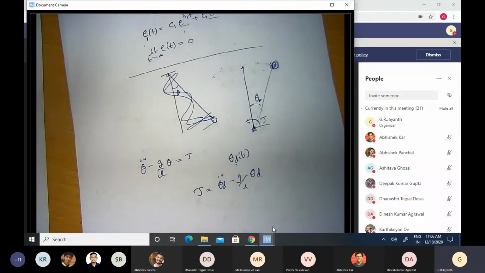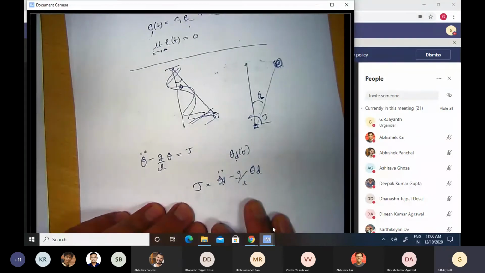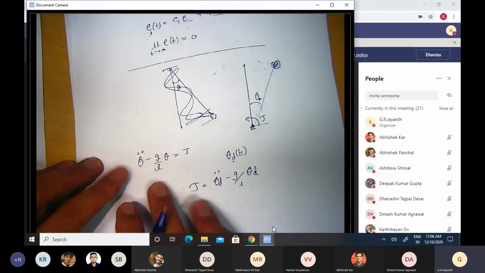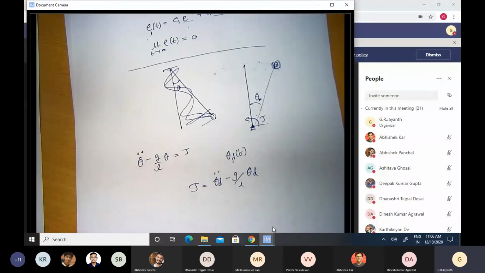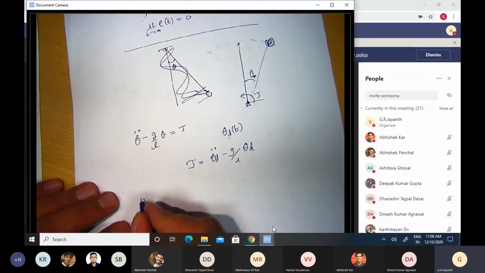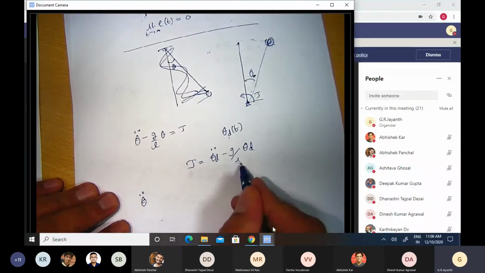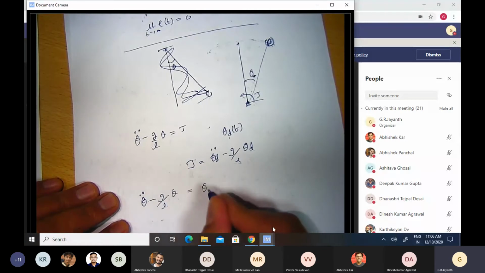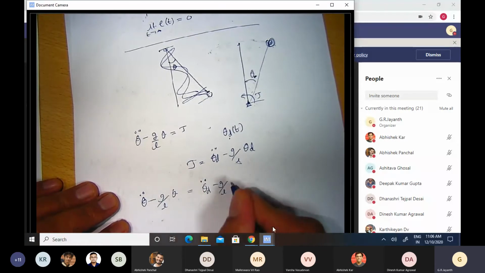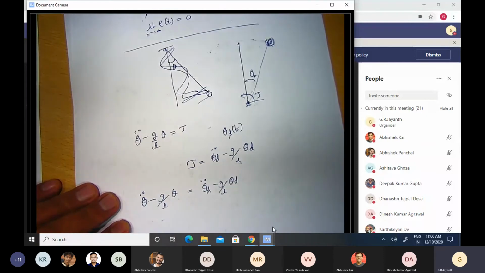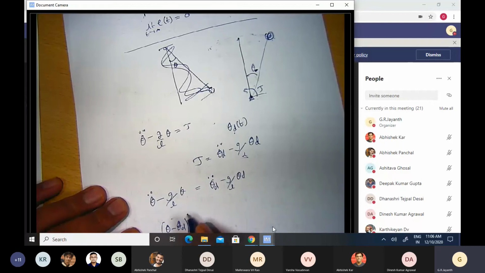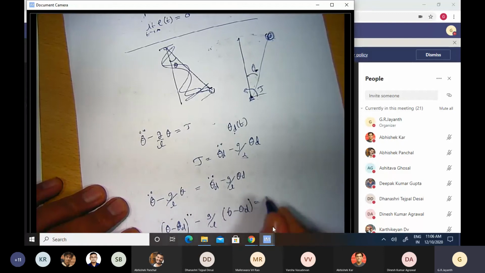Right? But suppose I were to very naively apply this particular torque to this particular problem. So this, if you remember, represents an unstable system, right? Let us say I apply this particular torque. What do I get? Theta double dot minus g by L theta is equal to theta d double dot minus g by L theta d. So the error dynamics will obey that theta minus theta d whole double dot minus g by L times theta minus theta d is equal to 0.